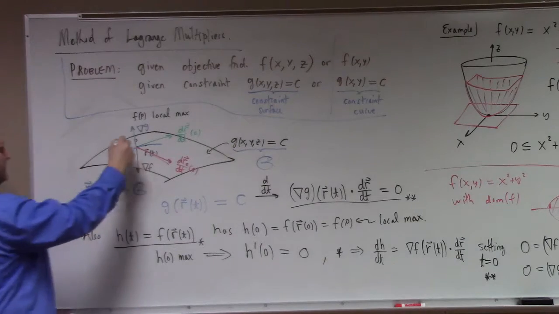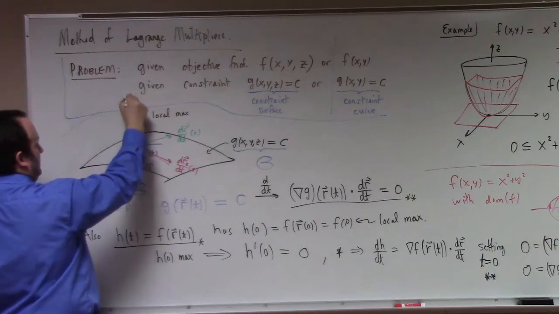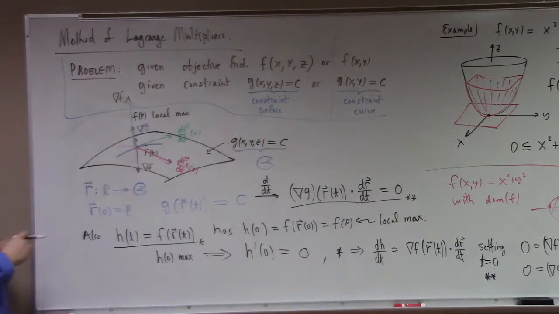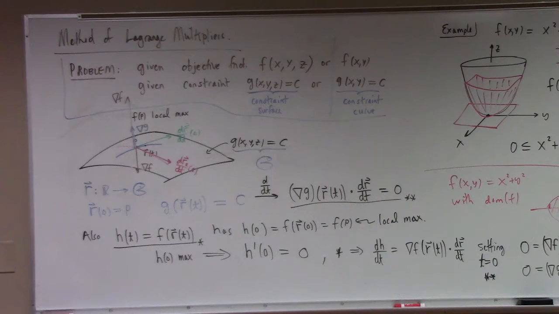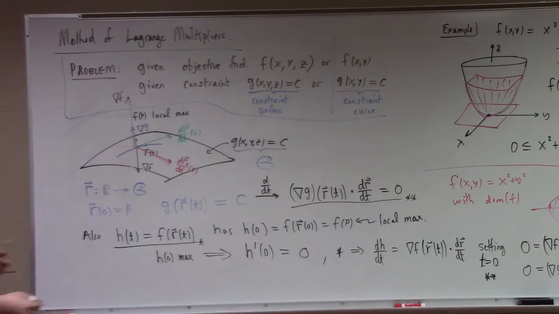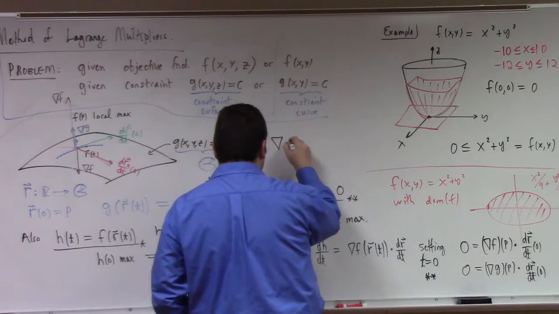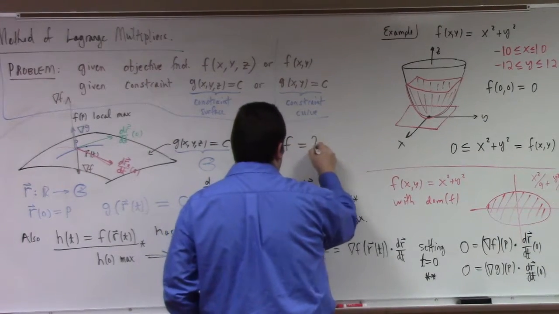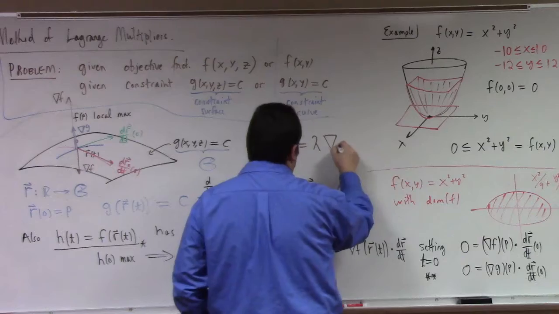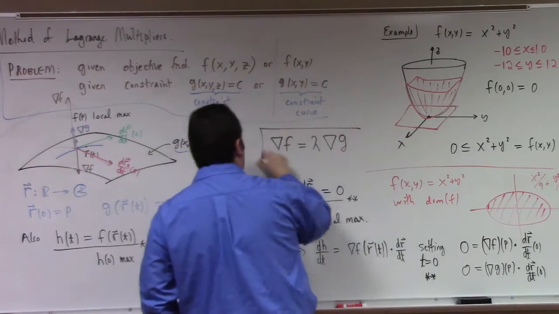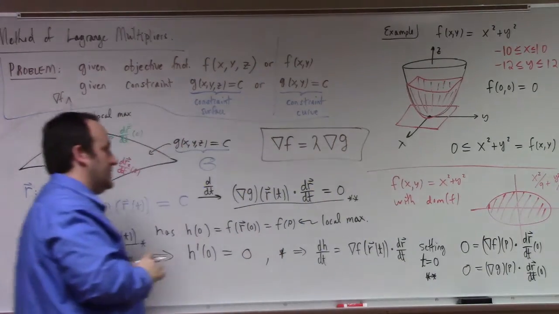Or it could be like this. This is also possible. So the gradient of f has to point along the same line as the gradient of g in order to get both of those conditions. And this is the method of Lagrange multipliers. It simply says that at an extremal point, the gradient of the objective function should be some scalar lambda times the gradient of the constraint function. That is the method of Lagrange multipliers.